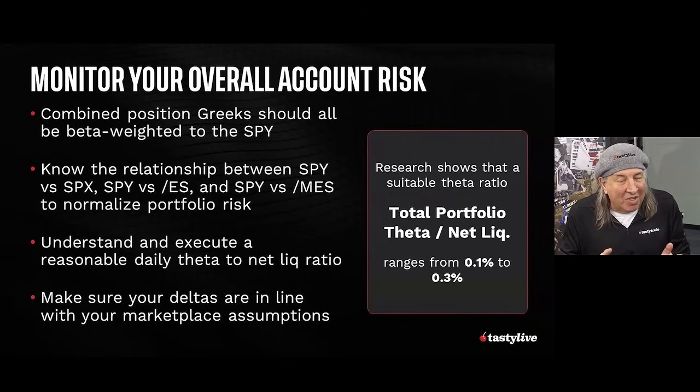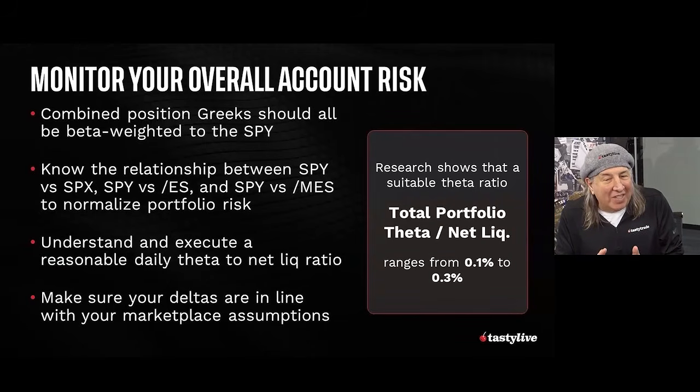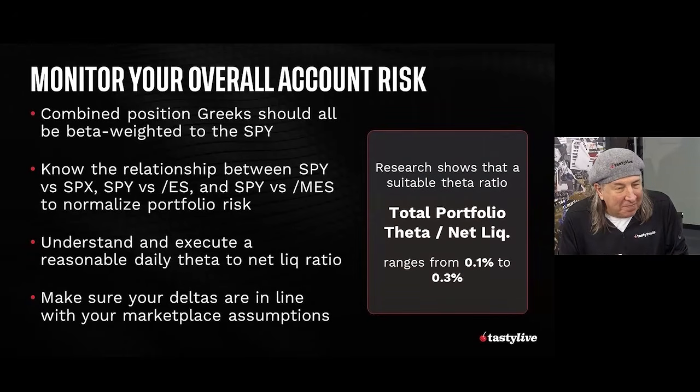What is a reasonable number? Well, it's hard to tell based on different account sizes, but what we've come up with in all our modeling is that the total portfolio theta divided by net liq, or relative to net liq, should be 1/10 to 1/3 of 1%, or 10 to 30 basis points of your net liq. Okay, so if your net liq, for example, is $100,000 and you have $1,000 of daily decay, you have way too big a position. But if you have $200 of daily decay on a $100,000 position, you're right dead smack in the middle of where we think you should be.